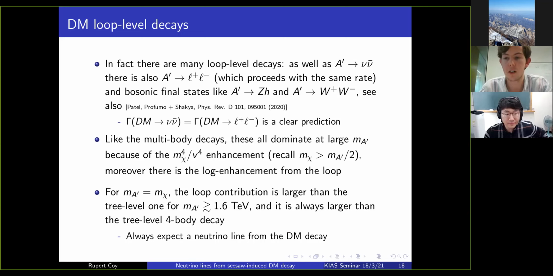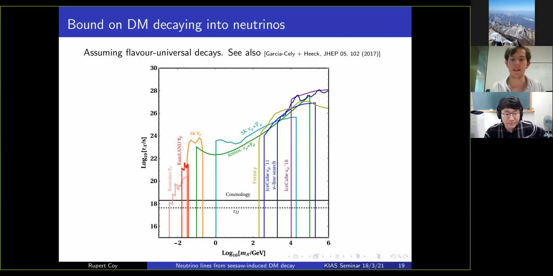And the reason this is important is because right at the start, when I was talking about why decaying dark matter is interesting, there was the fact that a 2-body decay to neutrinos produces a neutrino line, which is a smoking gun dark matter signature. And in this, we see that whether A prime is light or whether it's heavy, there's always a 2-body decay that dominates, and so you always expect to see a line, which is a nice clear signature of this model, which one can search for. So talking of this, let's get into some phenomenology.